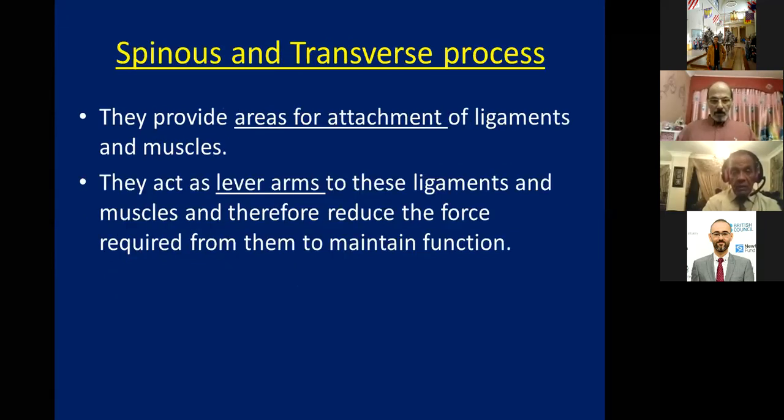The spinous and the transverse processes provide areas for attachment of ligaments and muscles. They also act as lever arms to the ligaments and the muscles and therefore reduce the force required from them to maintain function.